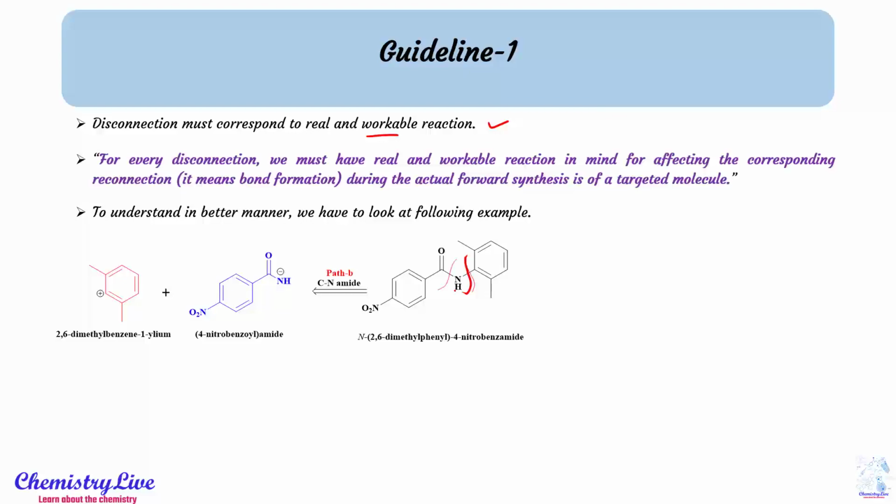On the other side, if we disconnect from path A, this is path A, what should we get? We get the methylenium ion and we get the amide ion. So if we look carefully at the two, it is quite possible to get the synthons, because the synthetic equivalent of the synthon is very easy to get.